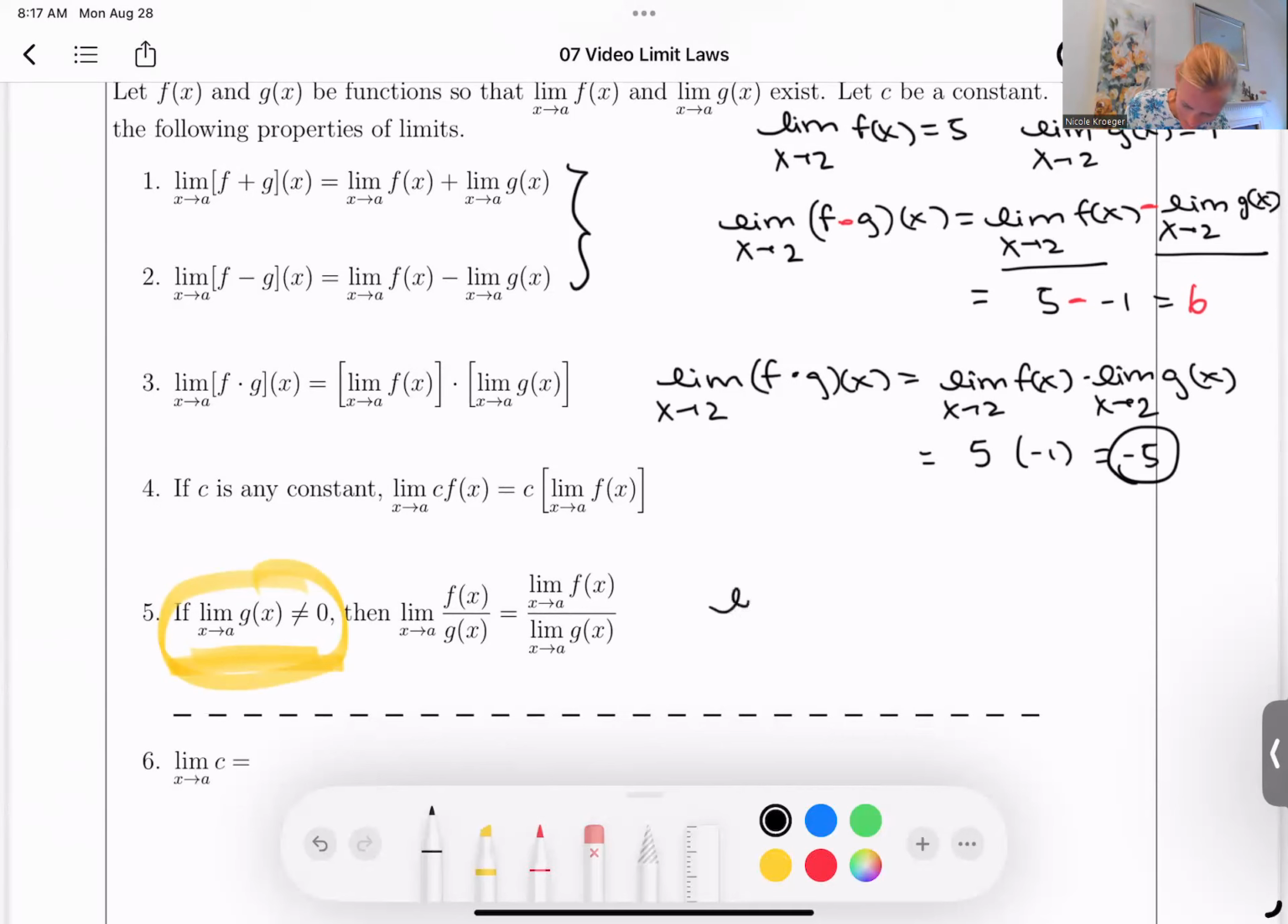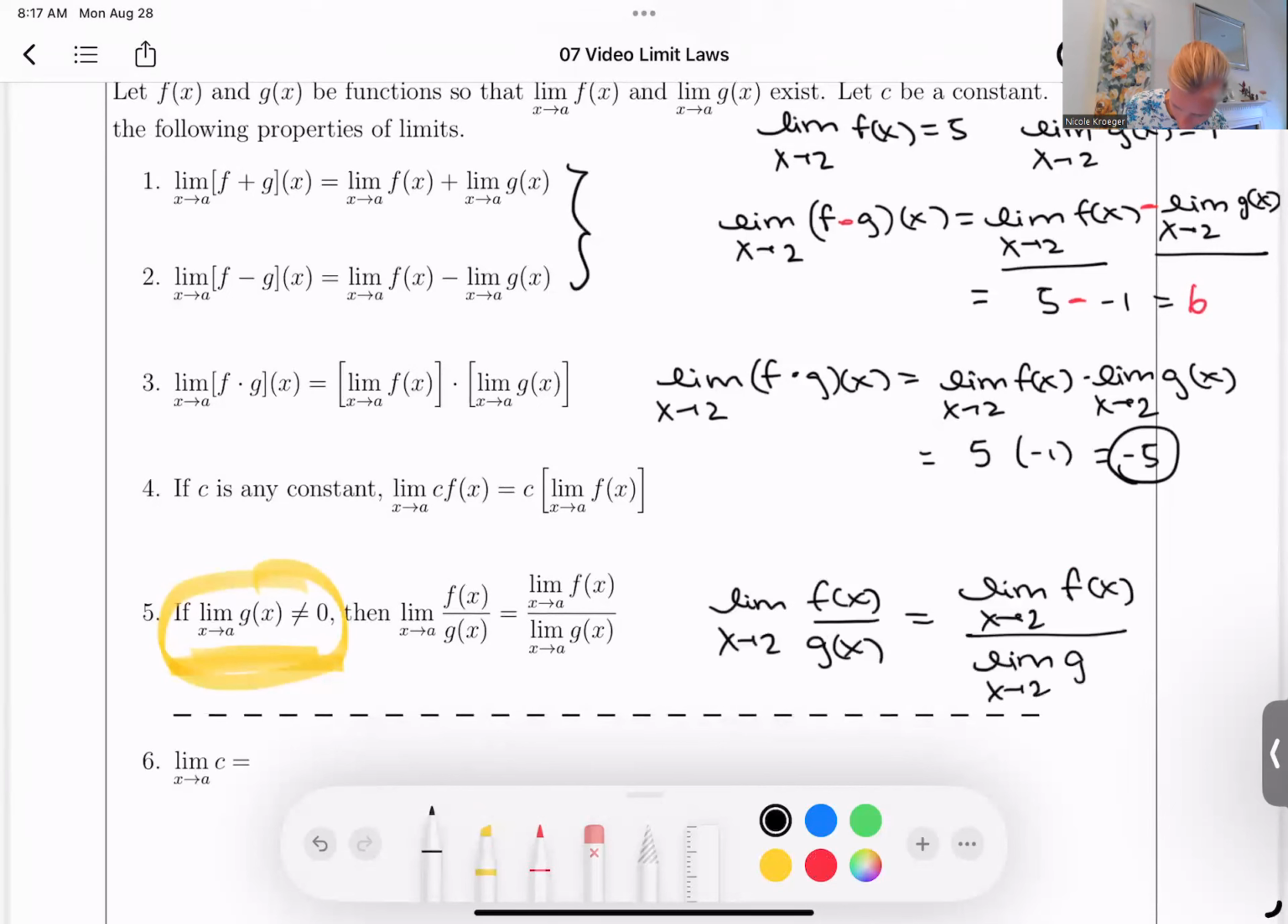But like in this example here, we would have a limit as x approaches 2 of f of x over g of x. Well, I can break that into the division of two limits. And so this would be 5 over -1, which is still -5. Can't do simple math here. Remembering with all of these problems that the x values are approaching the same number. All of these limit laws make that distinction there.